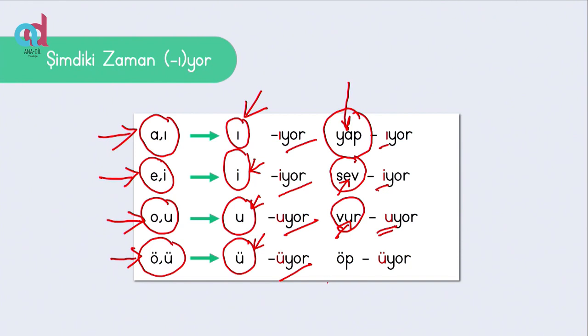The last rule: if we have ö within the last syllable of our verb root, then it has to start with ü. Öp. Öpmek. To kiss. Öp, üyor. Öpüyor. He kisses.